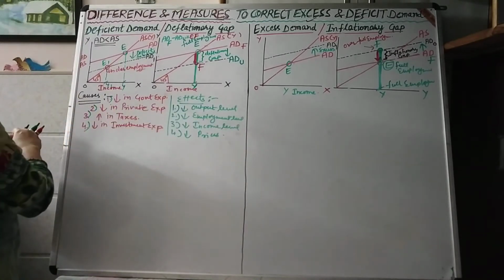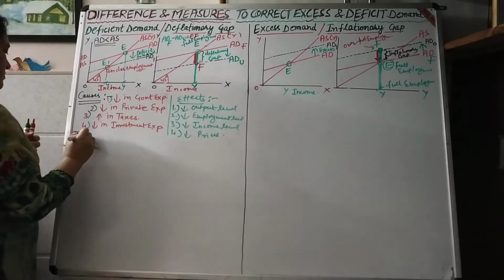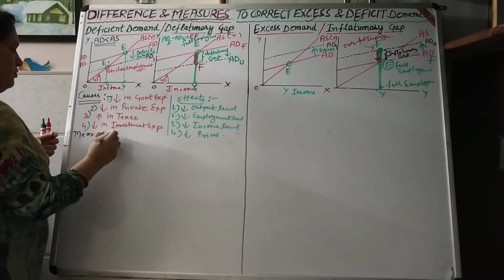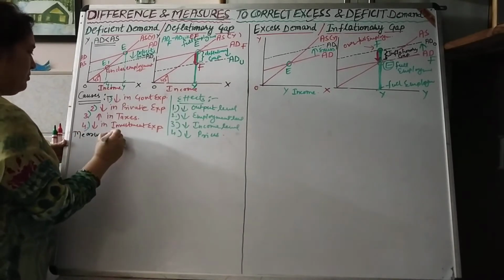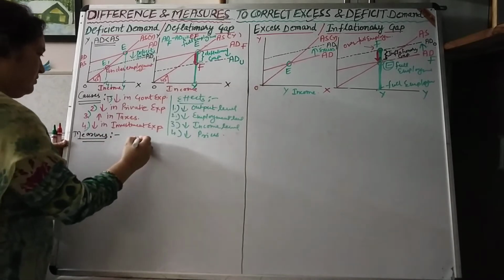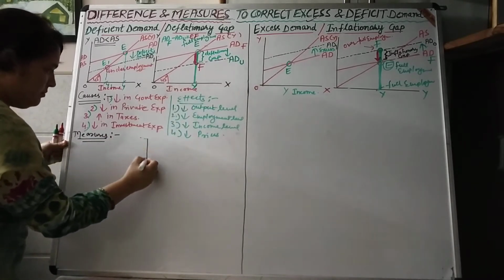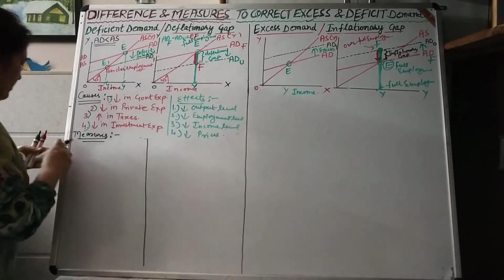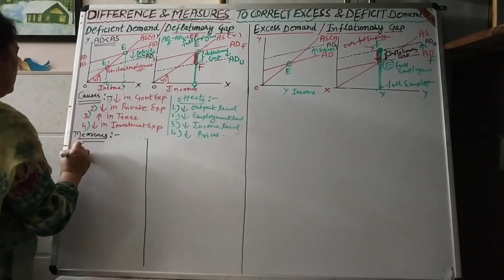Now let us see which are the measures to correct excess or deficient demand. I am dividing the measures into 2 parts. Number 1, fiscal measures.